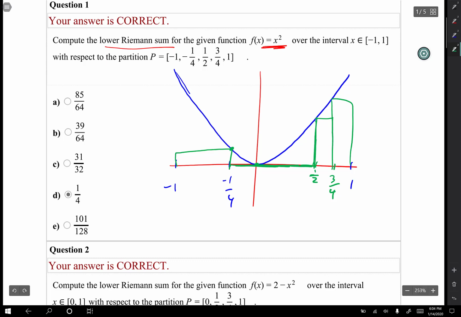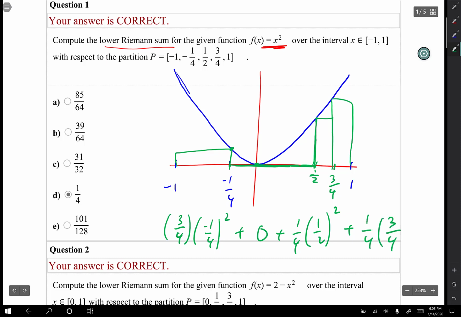And here we go. So the difference between -1 and -1/4 is 3/4. And the height, so it's going to be -1/4 squared plus 0. That's this rectangle. The difference between 1/2 and 3/4, that's a 1/4. And then you go times 1/2 squared plus the difference between 3/4 and 1/4 is 1/4. And 3/4 squared.